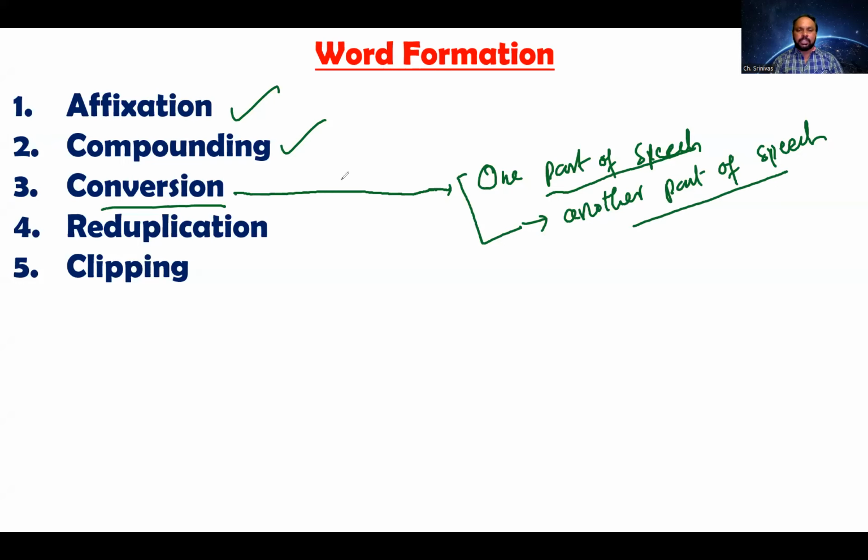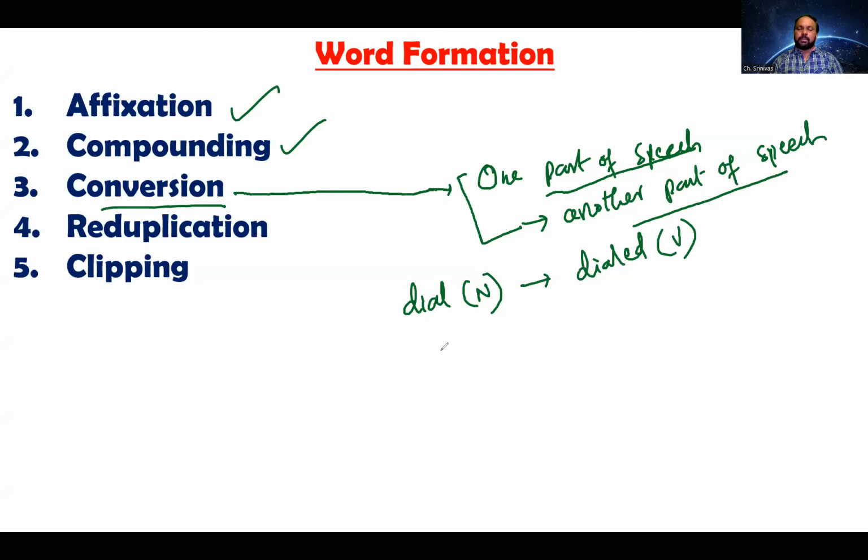We call it conversion. Let us take some examples for this conversion. For example, take dial. What is dial? Dial is actually a noun, but we can use it as a verb also, dialed. So a noun is used as a verb. This is called conversion.